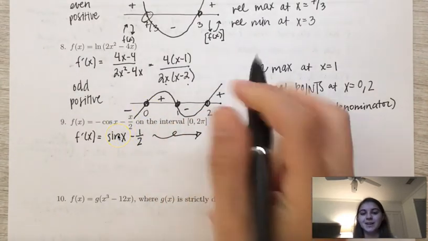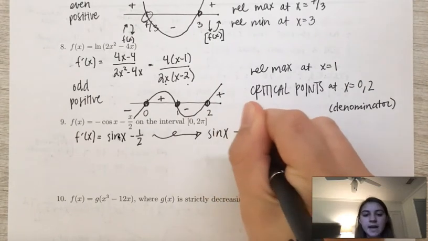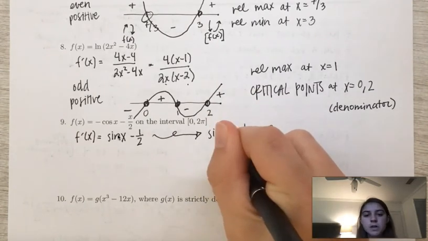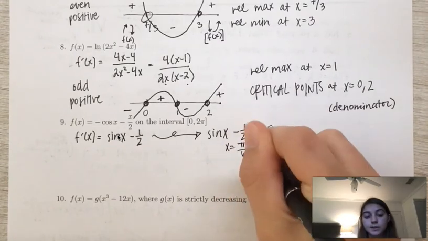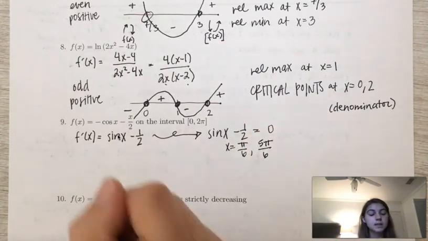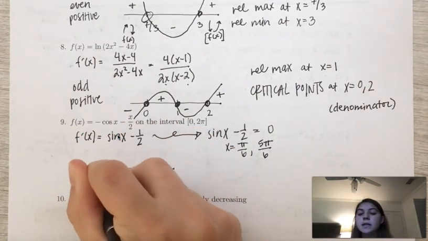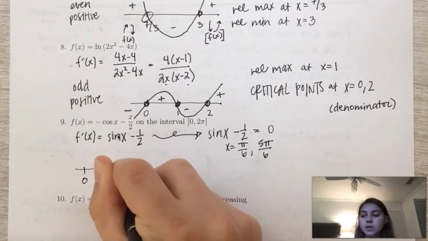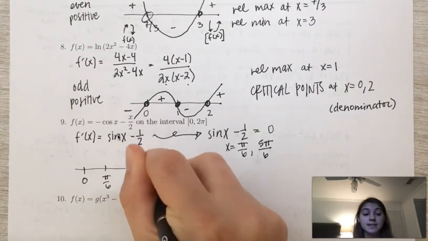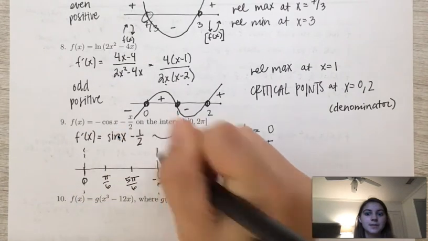Ooh, we have trig here. So the derivative is sine x minus 1/2. And if you remember trig and the unit circle, the zeros of sine x minus 1/2 are pi over 6 and 5 pi over 6. That's where sine x equals 1/2. So on this sign chart, it's actually a sine, S-I-N, graph, because it's sine.